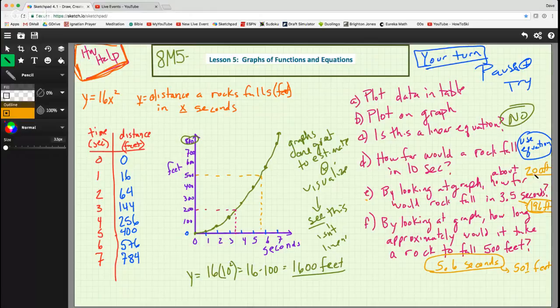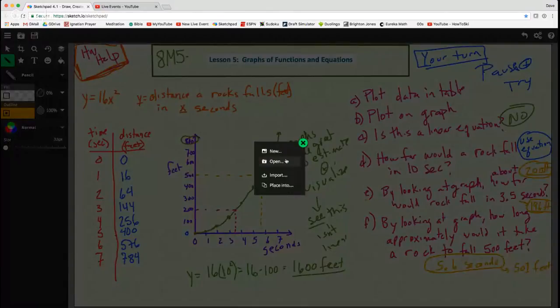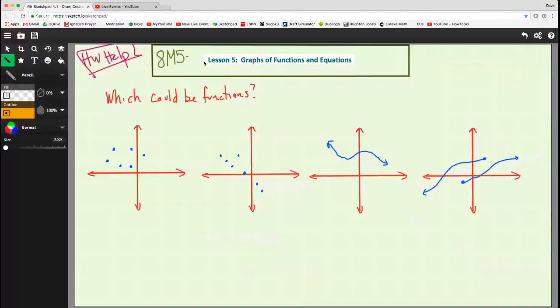So these are both great estimates. 200 feet in 3.5 seconds and 5.6 seconds to go 500 feet. So this graph did a great job. Now this is like some of the homework help or some of the homework problems that you're going to be solving, and a lot of the similar questions that it's going to be asking. So good luck on the homework there, and then we're going to go into this last little piece of homework help where we talk about functions, and this should be hopefully pretty easy.